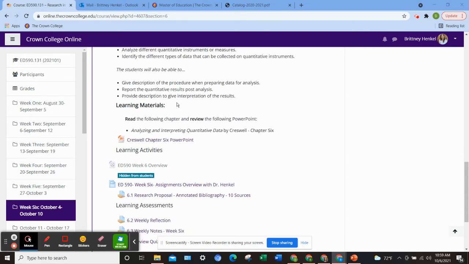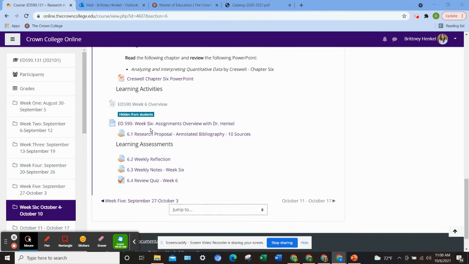So it's all about quantitative data. Next week, we move into qualitative. This week it's pretty heavy on material as far as reading chapter 6. So please make sure that you read the chapter and go over the PowerPoint as you do that. And you really only have one assignment this week.